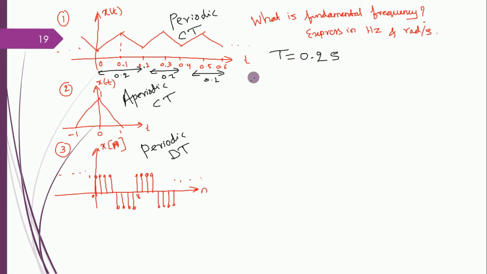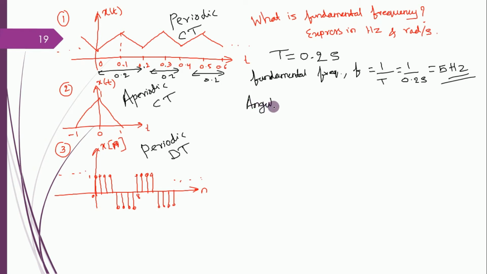But we have been asked to find out the fundamental frequency. So what is fundamental frequency? Its notation is f. f is the reciprocal of the period. So reciprocal of the period means 1 by 0.2 seconds, which will give me 5 hertz. This is the fundamental frequency. To express it in radians, I need to compute its angular frequency. Angular frequency is denoted by omega. So omega is 2 into pi into f, hence 2 into pi into 5. So you will get it as 10 pi rad per second.